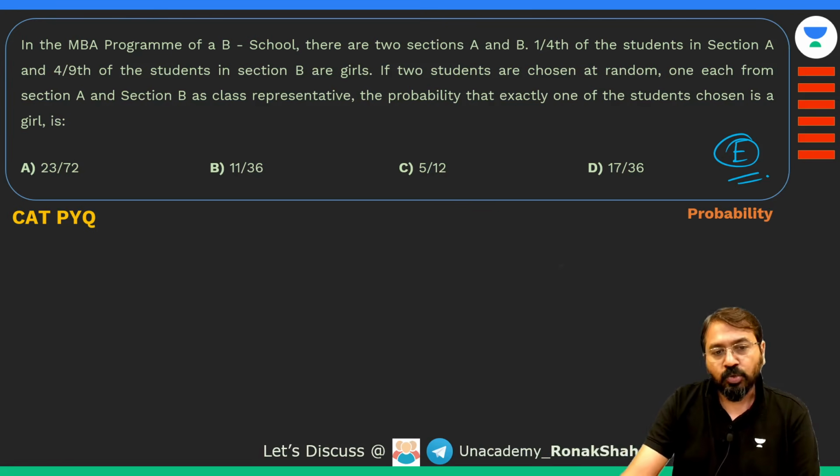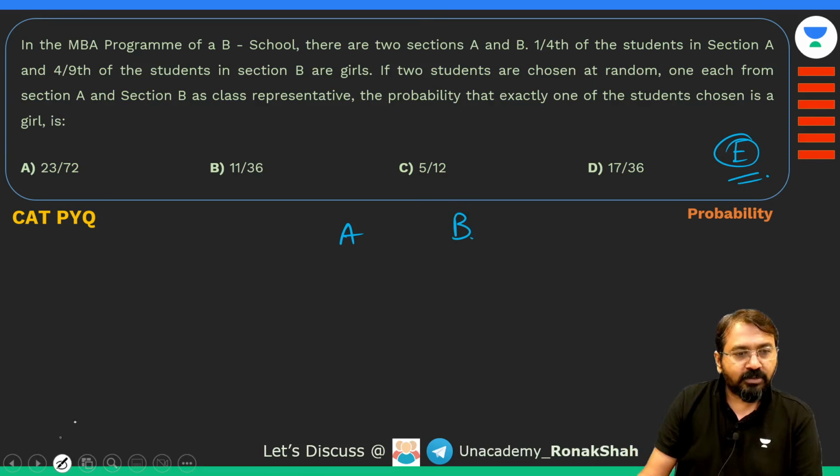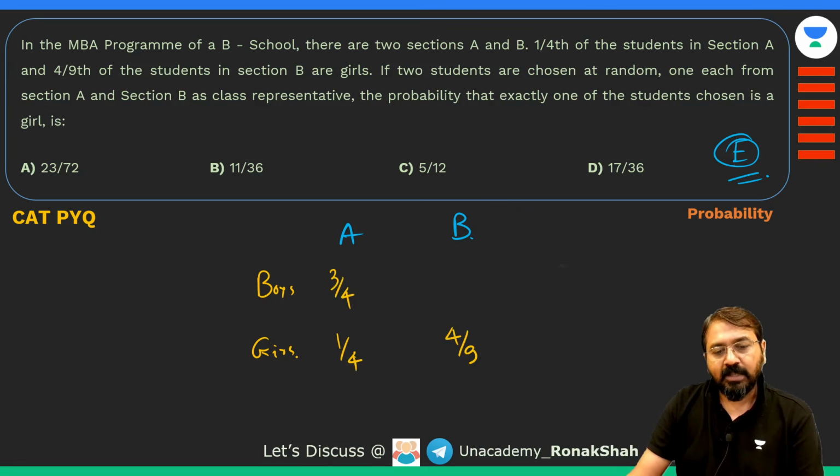Okay, so in the MBA program of a B school there are 2 sections A and B, and 1/4 of the students in section A and 4/9 of the students in section B are girls. So there are boys and there are girls. Okay, so 1/4 of the students in section A are girls, तो कहने से remaining 3/4 are boys, है ना। And similarly 4/9 of the students in section B are girls, so remaining 5/9 are boys.